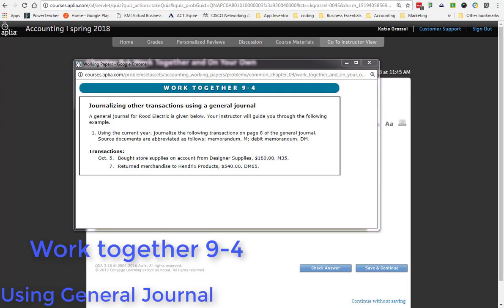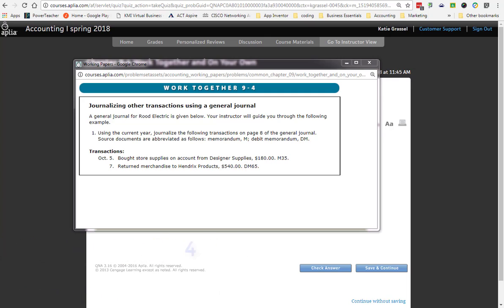9.4. 9.4 is going through and journalizing transactions using a general journal. Now, we have used two special journals so far in Chapter 9. We have done the Purchases Journal, and Purchases Journal really is the easiest one because there is only one column for numbers. You're affecting purchases as a debit and accounts payable as a credit.